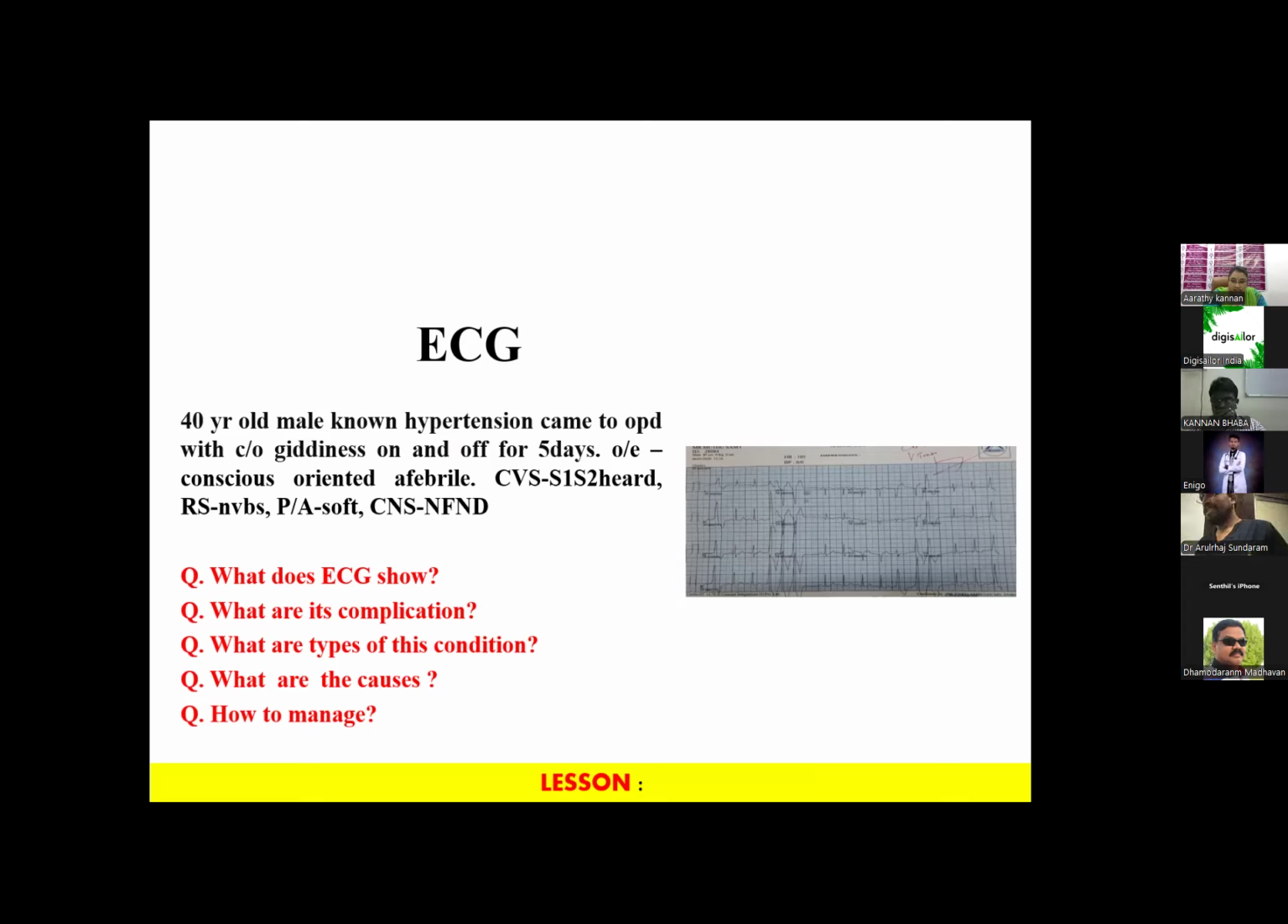What are the findings in this ECG? What do you think could be the cause for this condition? What are the different types of this condition you can think of? What are its complications and how will you proceed to manage him?